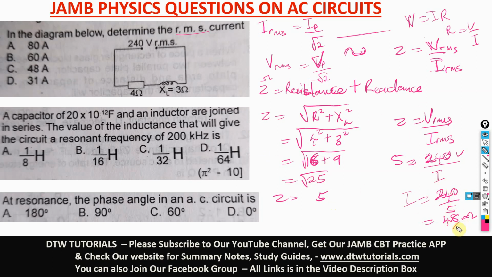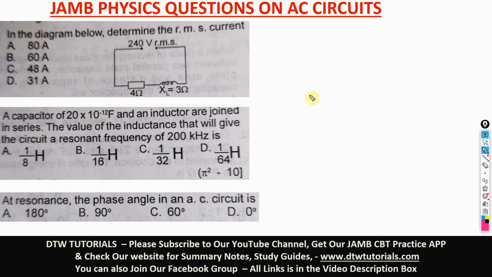So the answer for this is 48. Sorry, not ohms. This is current, so current is what? Ampere. So 48 amperes, and our right option here is option C. All right, so let's get on to the next question here.